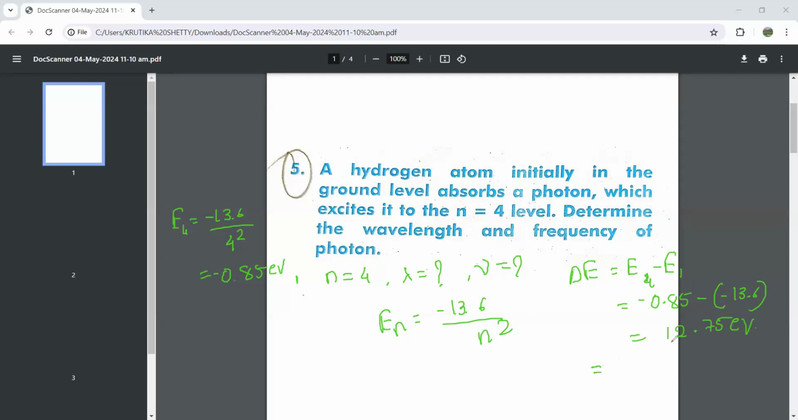Convert this into joules. So that is 12.75 into 1.6 into 10 raised to minus 19. If you multiply, you will get it in terms of joules. That is 20.4 into 10 raised to minus 19 joules. Copy down till here, students.